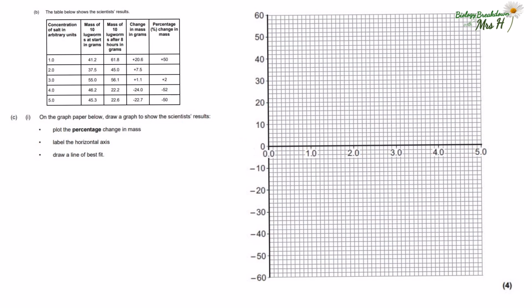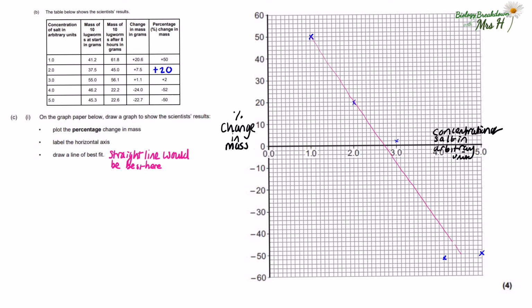On the graph paper, draw a graph to show the scientists' results. Plot the percentage change in mass, label the horizontal axes and draw a line of best fit. So we'll plot the points. The line of best fit needs to be done with a ruler, and it definitely should be a straight line of best fit because that's what the points look like. And I haven't left myself quite enough space to label the x-axis, so I've squashed it on here, but you could make yours more to the side.